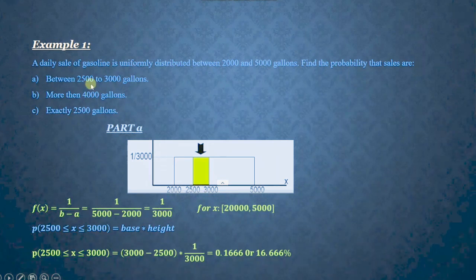In our first part, we have to find the probability between 2,500 to 3,000 gallons. For finding this probability, we are going to use the formula of base times height. As we are bound to find the probability between 2,500 to 3,000 gallons, the base is between 3,000 and 2,500. For the base, we subtract 2,500 from 3,000 and multiply by 1 upon 3,000. The result is 16.666%.